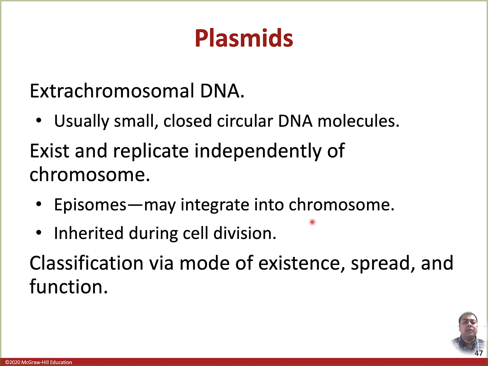Sometimes they may integrate into the chromosome and they can actually cut themselves out of the chromosome and come out. These are sometimes called episomes, and these are inherited during cell division. So what are the advantages of these plasmids? Think about that: plasmids often contain virulence genes, which code for toxins or, say, antibiotic resistance pumps. So these kinds of things.